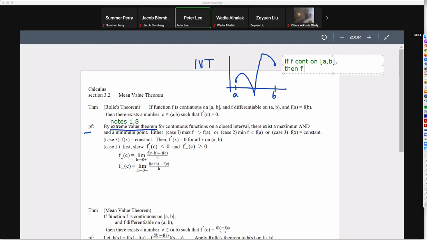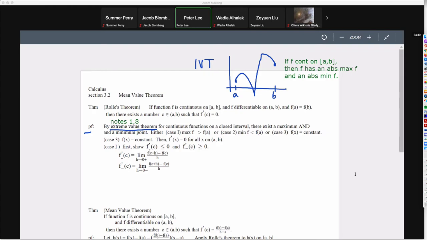then f has an absolute max and an absolute min. Absolute max f, let me write absolute max f to show you it is referring to the f value. Function of f is an absolute min f. So we have this.